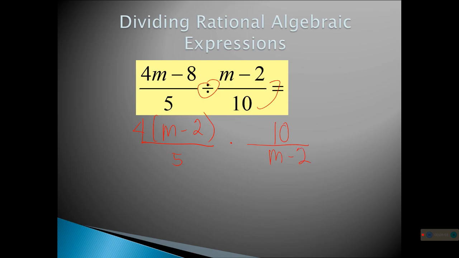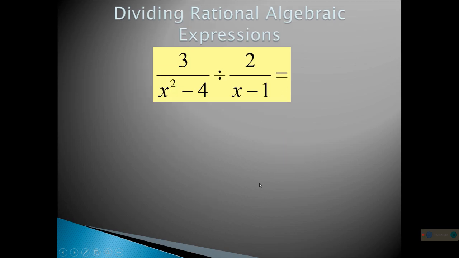Then, after that, you are going to cancel out the common factors. So, we have here the common factor m minus 2. So, this will become 1. And 5 and 10 also have the common factor 5. So, this will become 1 and this will become 2. Then, you're going to multiply the numerators, multiply the denominators, and then simplify. So, that's why you will obtain the final answer, which is 8. Okay, any question? If you don't have a question, let's proceed.